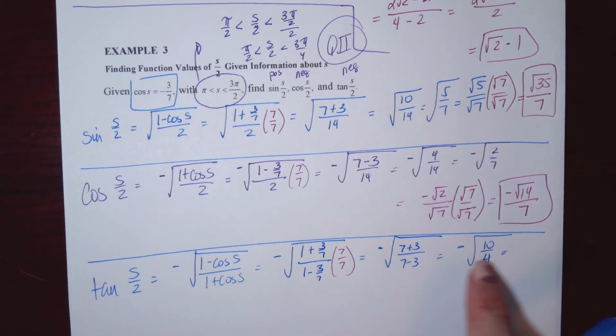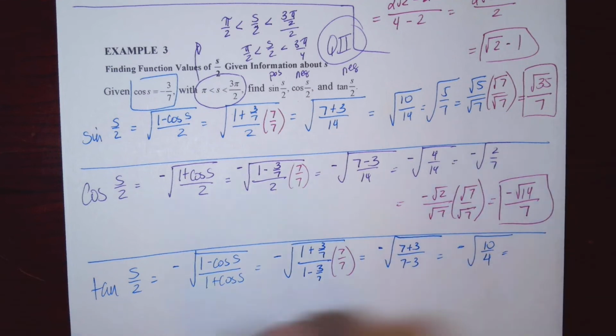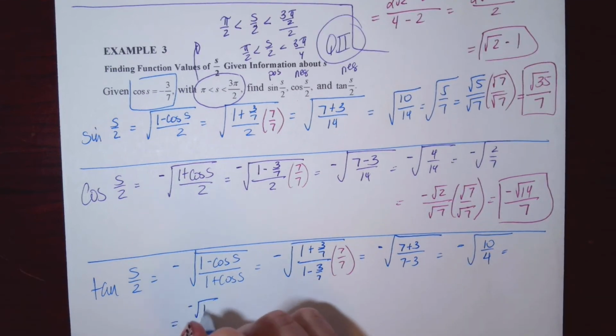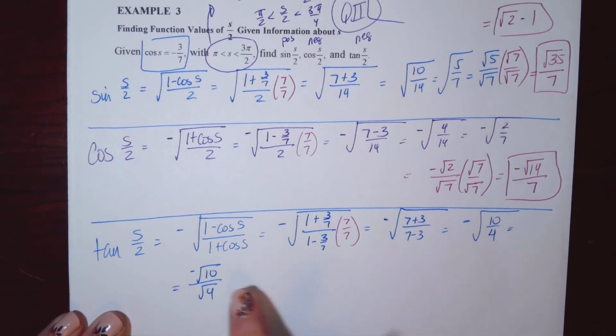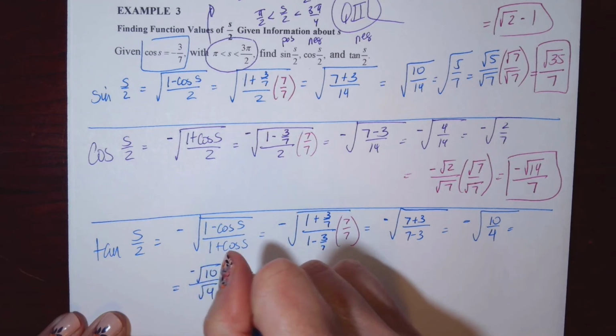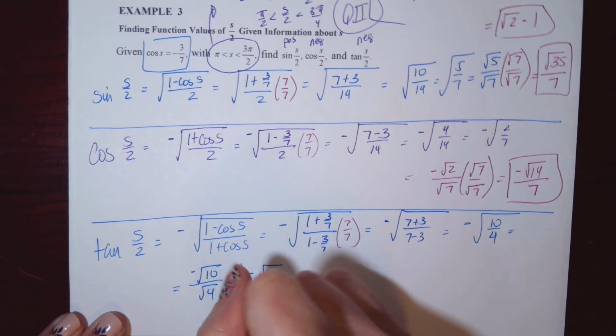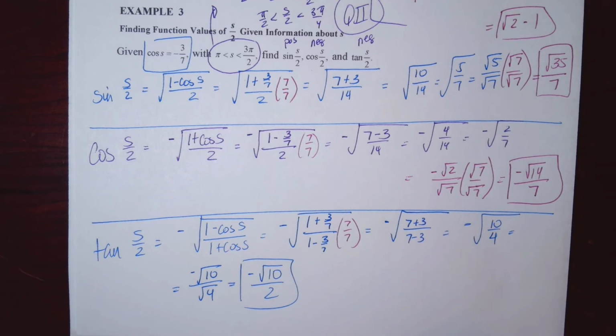by 2, 4 is a perfect square. So if I split that radical apart into a numerator and denominator, I can rationalize, or I don't have to rationalize, I can just simplify my denominator, and I get negative square root 10 over 2.